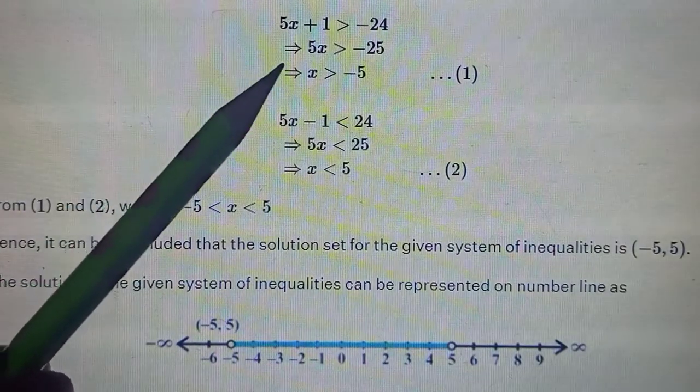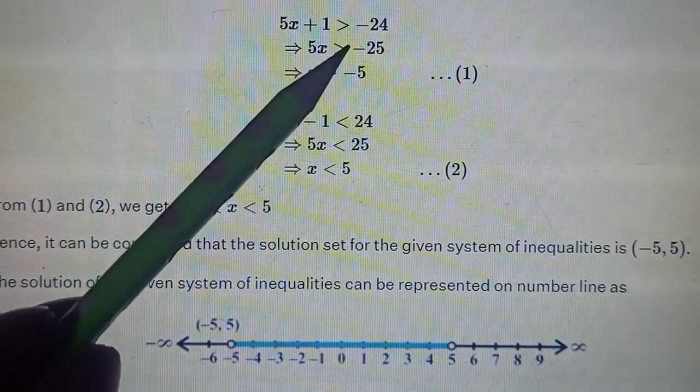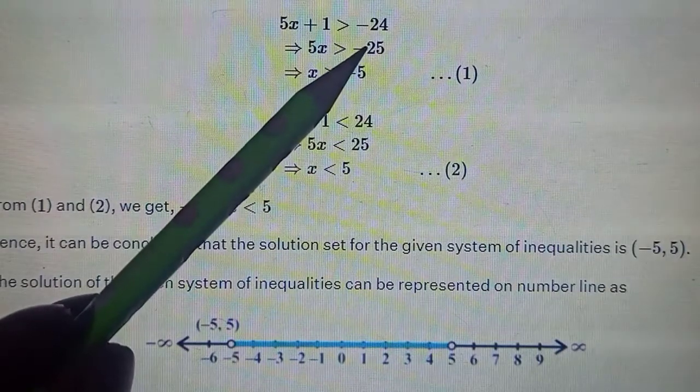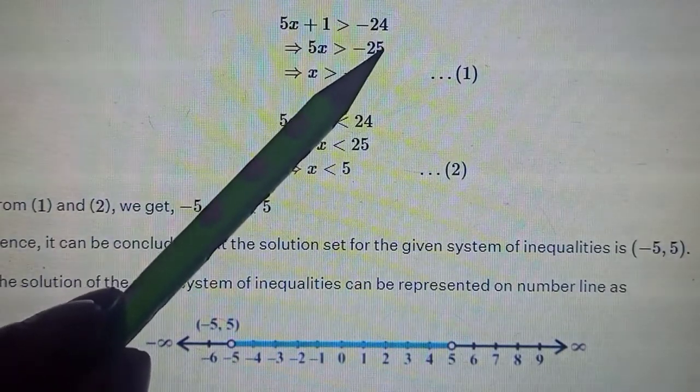We'll pick up the first inequality, which was 5x plus 1 is greater than minus 24. So we know 1 will be removed, minus 1 will be done.